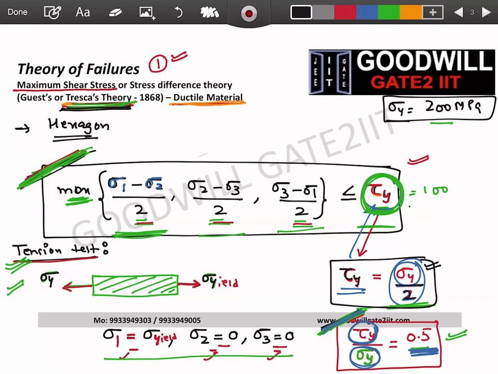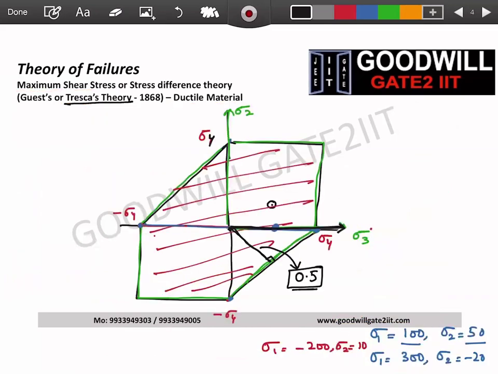So this slant height distance is actually controlled by the relation between sigma y and tau y, which in our case, tau y by sigma y is 0.5. I will showcase this in a more detailed way when we go to the next theory. You will find it more interesting there. But I hope I have given you some insight about your question. Is it making sense?